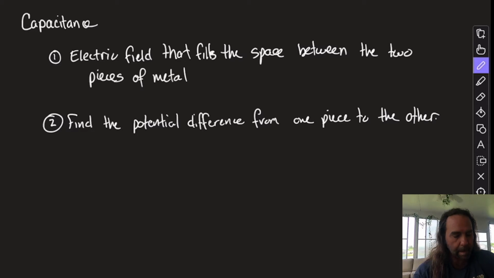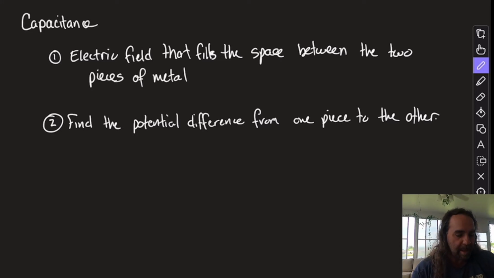Now, you can't really do step one. If you have two pieces of metal, there's no reason why there's an electric field there. In order for there to be an electric field there, those two pieces have to be charged, and for those two pieces to be charged, you have to apply a potential difference to move those charges. Well, if you know what the potential difference is, then why are we doing this process? Well, it's a little bit different than that.